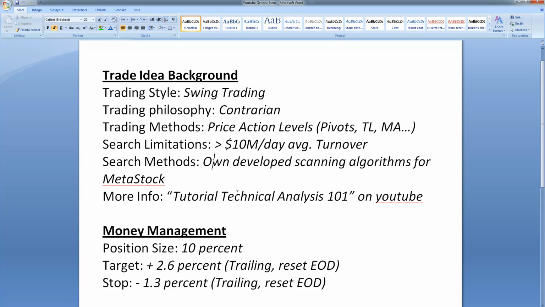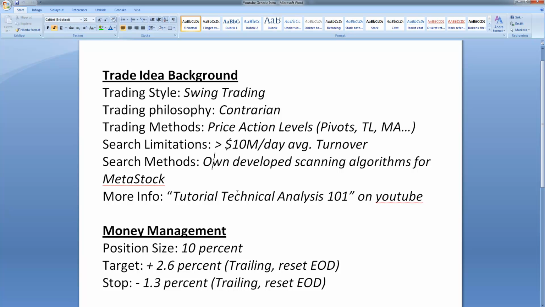My trading style is swing trading. My philosophy is contrarian. I'm using the price action levels for my trade decision, where I put my limit order. It comes from pivots, trend lines, or moving average. I have a limitation of more than $10 million in daily average turnover for the stocks that I use. I have a method that I developed myself, a scanning algorithm, for which I use Metastock.